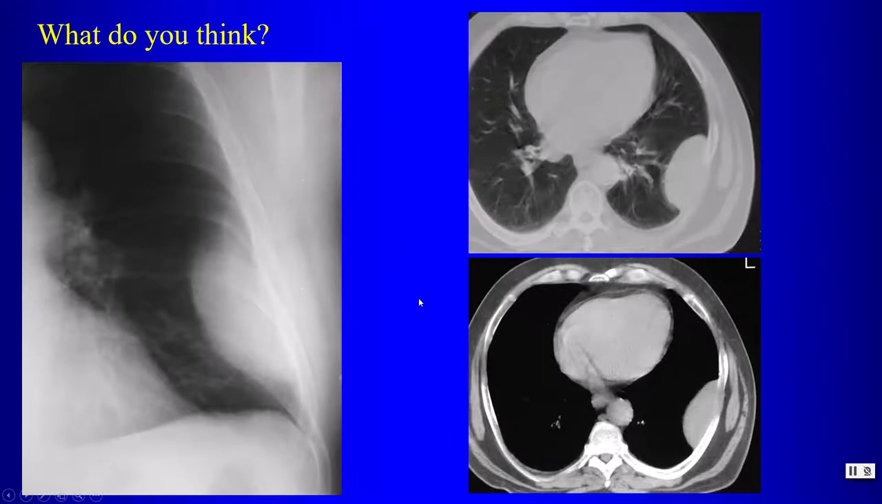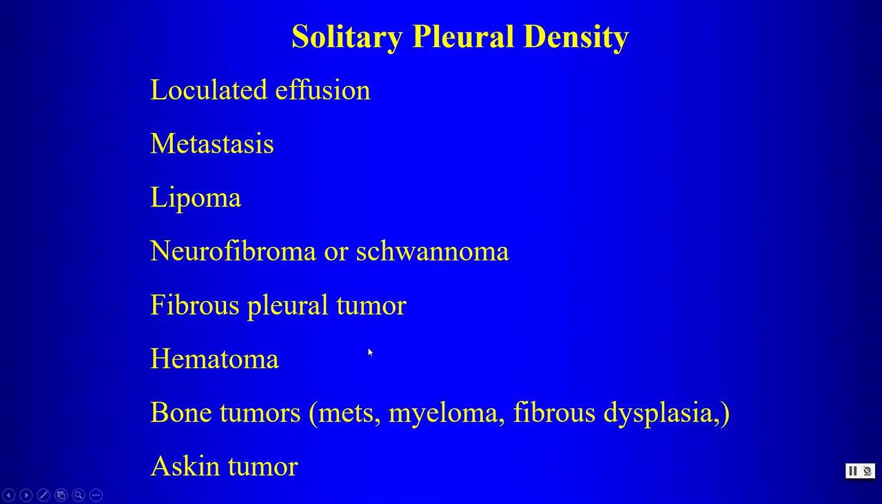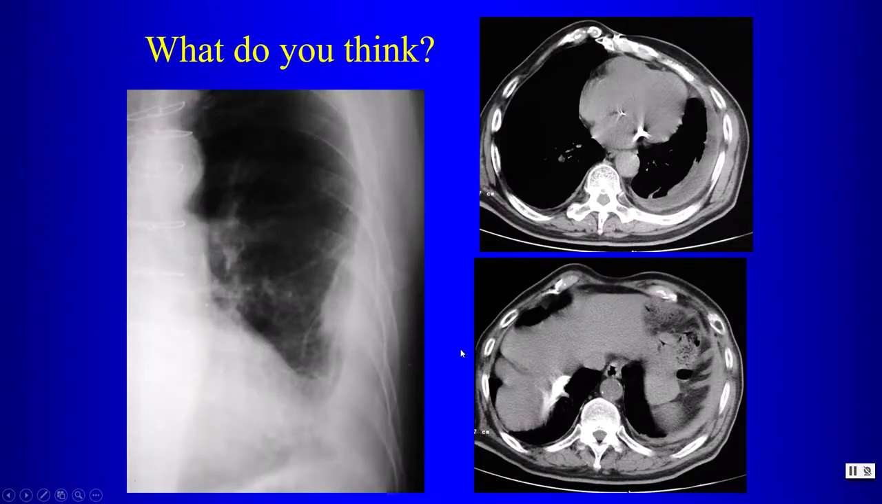Now, what about this case? Again, we have a pleural lesion. We look on the CT, it seems to be solid, so this is not loculated fluid. So we've talked about the possibility of metastatic disease, fibrous pleural tumor. What else could this be? Well, another structure that runs alongside the ribs. We also have nerves that run alongside the ribs, and we can have tumors arise from the nerves too. This was a neurofibroma. So occasionally neurofibroma can also give you the appearance of a pleural mass. So this is our differential diagnosis for a solid pleural density, and you should be familiar with the entities that are on this list. So let's move on.